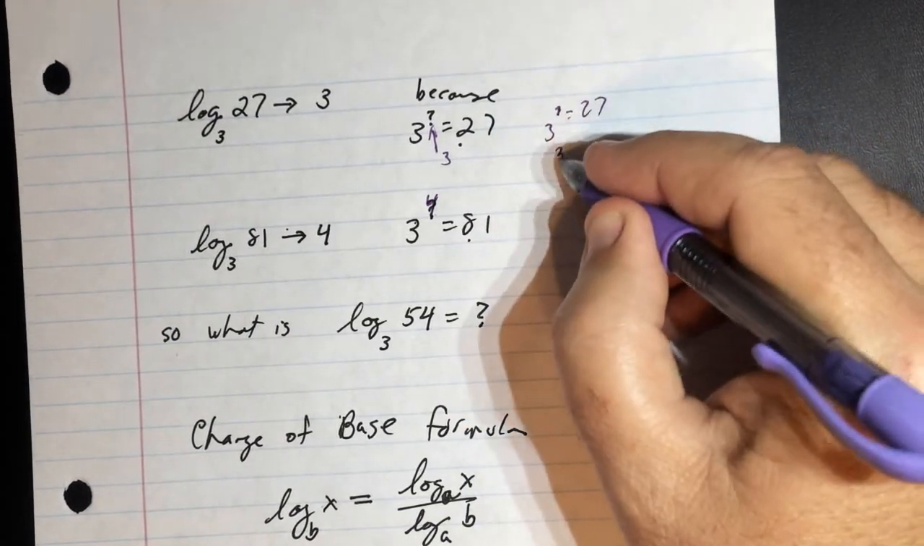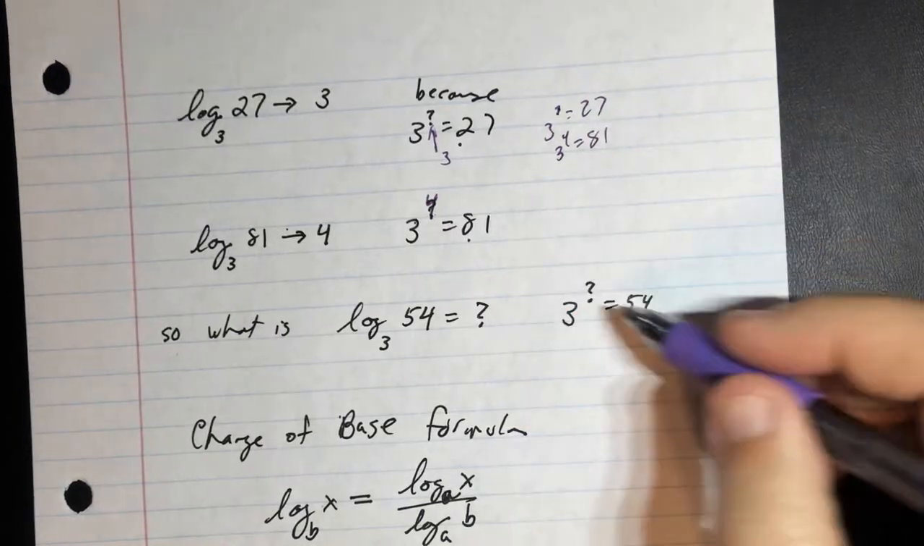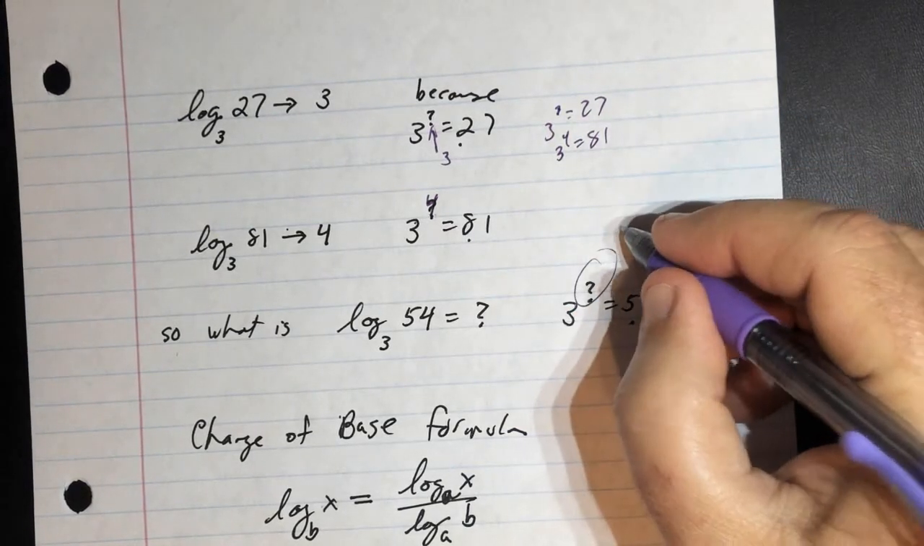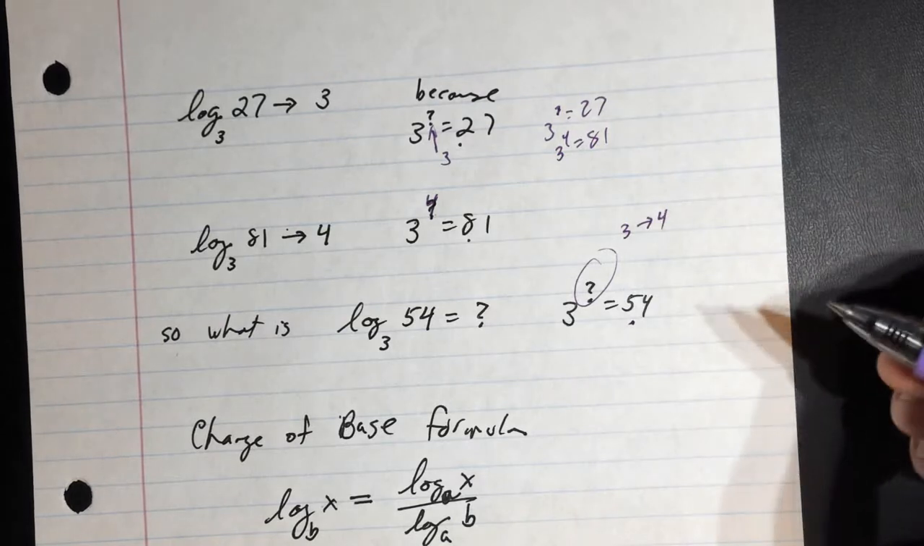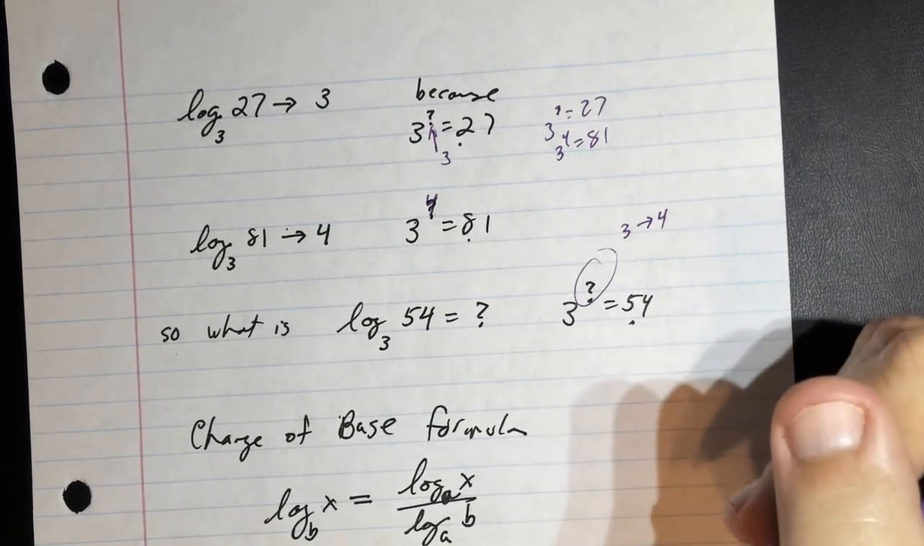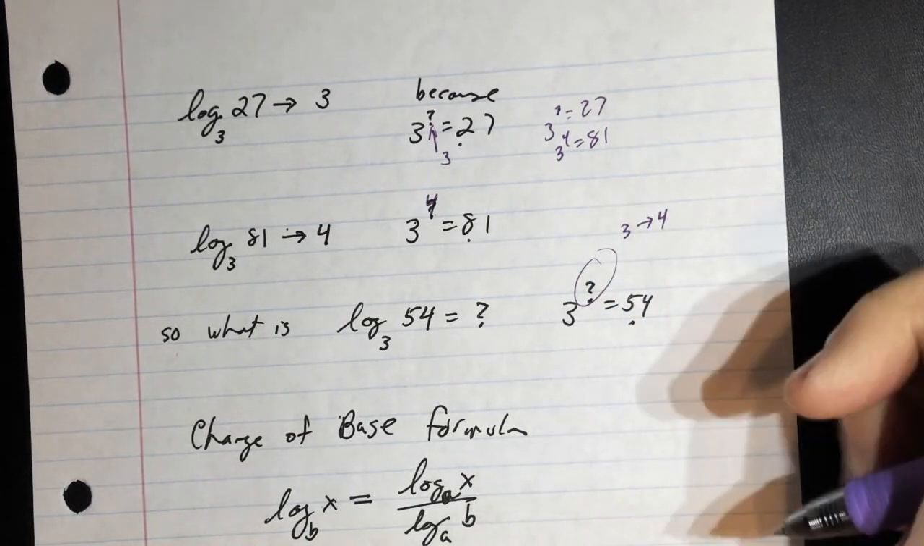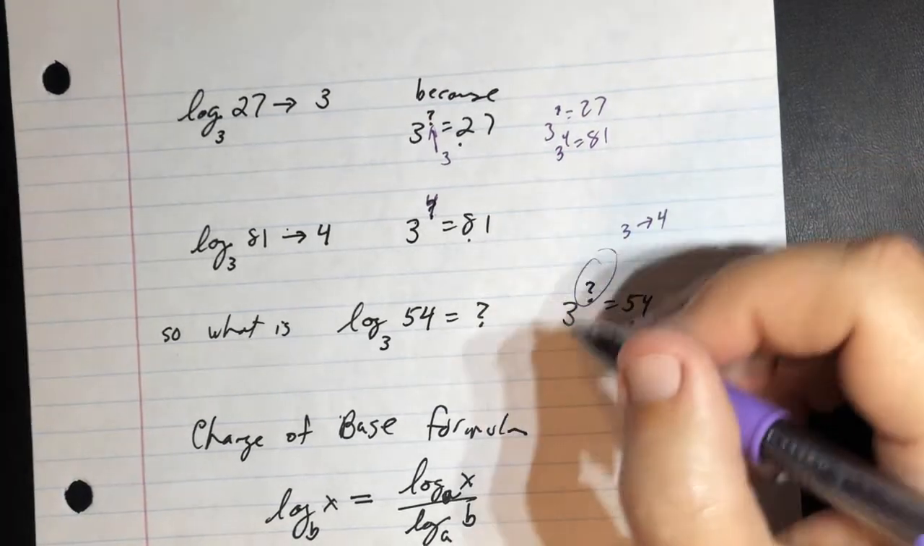is 27 and 3 to the 4th is 81, well then this number here has to be between 3 and 4, right? It's not a whole number though. Yeah, there's no whole numbers in between those. So we've got to figure out how to deal with this.